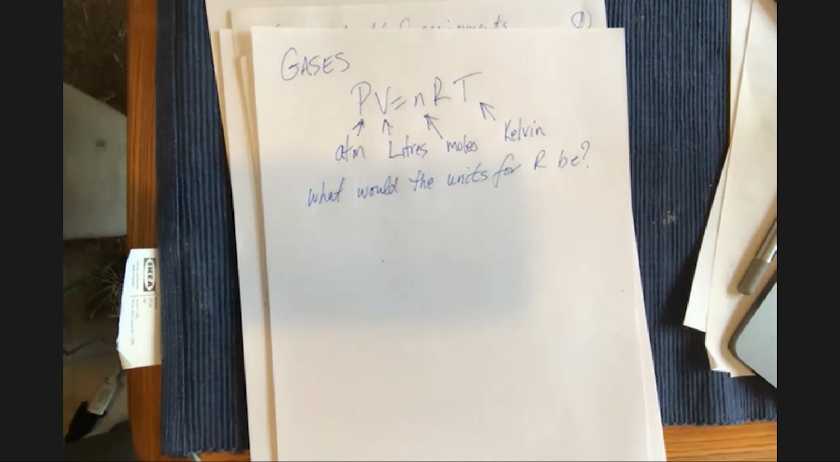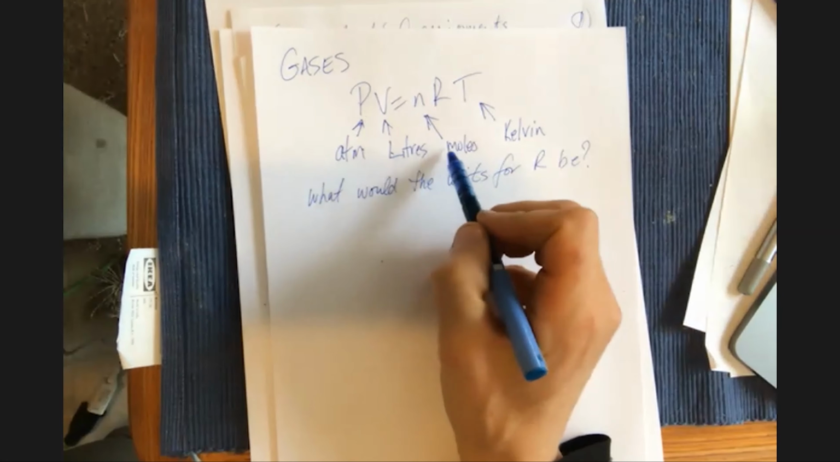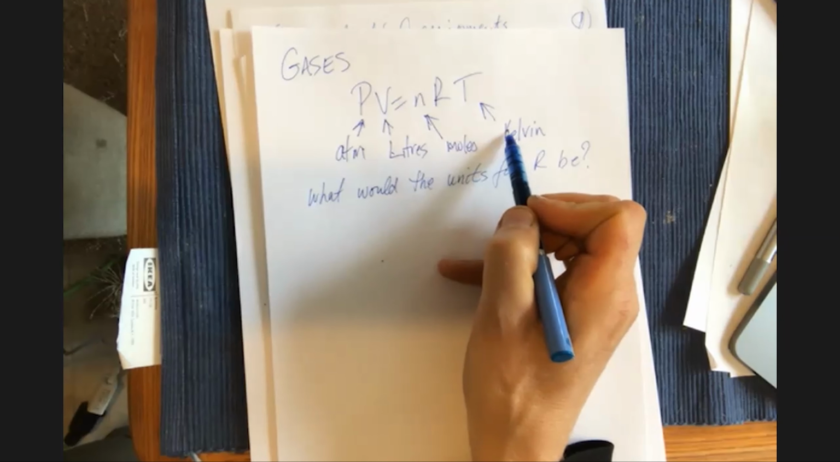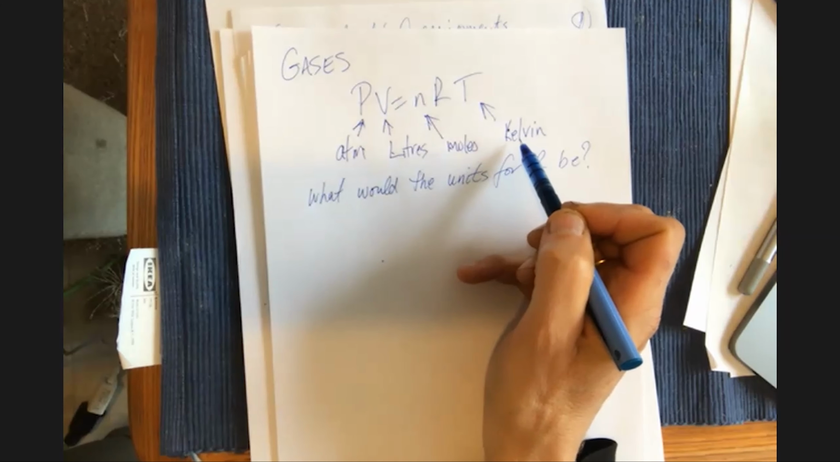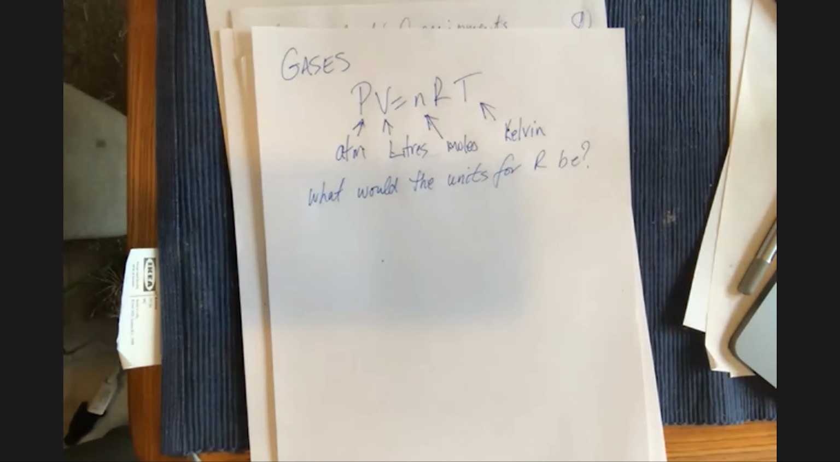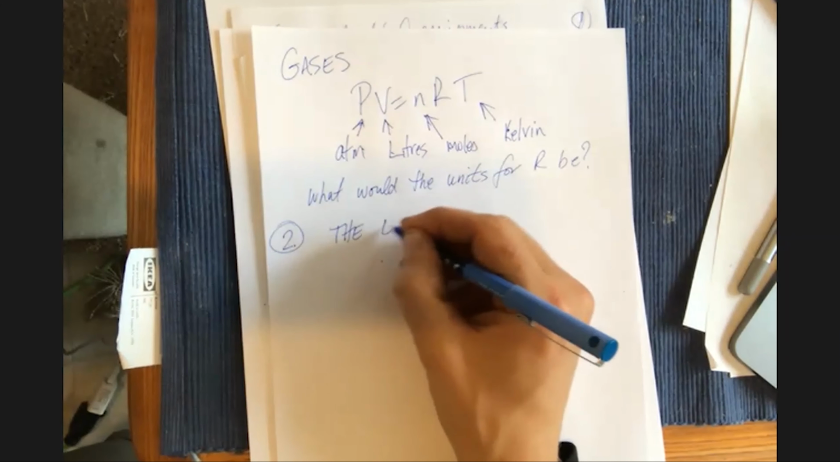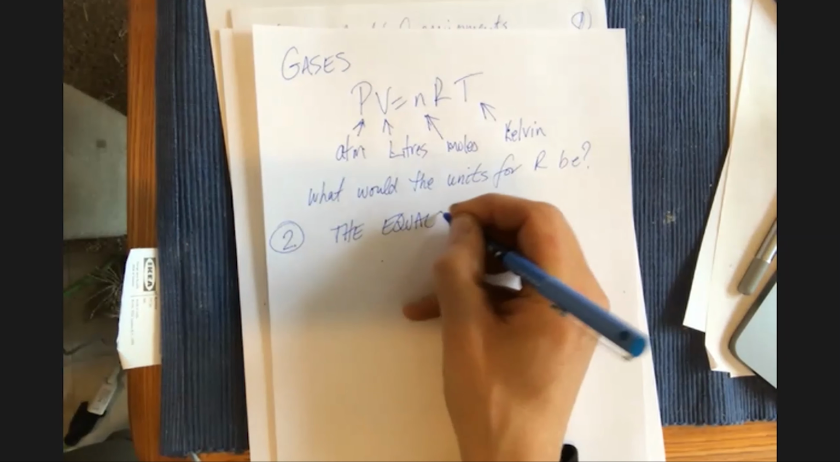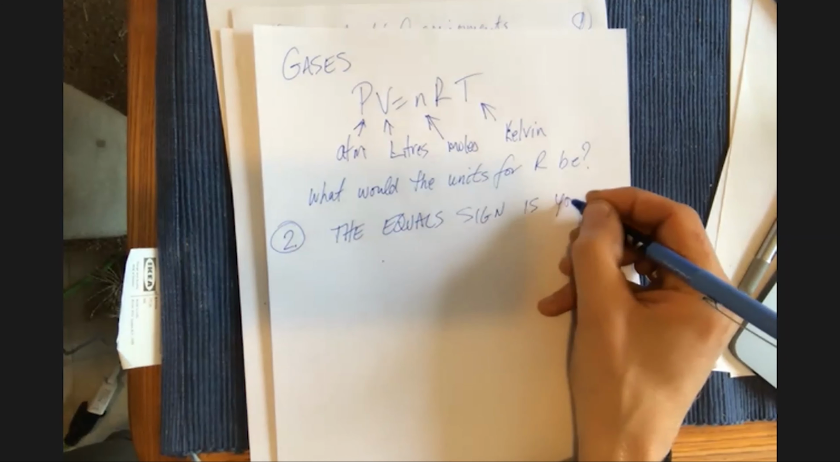So there's a couple of things. Yes, if we solve the equation for R, but it also tells you that R has to relate atmospheres, liters, moles, and Kelvin in some way, right? Because all of these things have to be part of it. So this brings us to the second point. The second point is the equal sign is your friend.